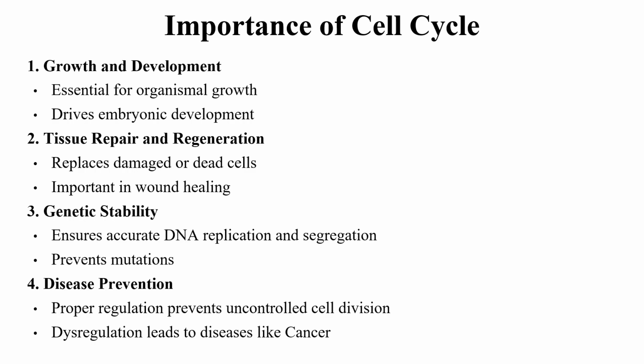So what is the importance of the cell cycle? The cell cycle is important for several reasons. First, growth and development. A single fertilized egg develops into a complete organism through repeated cell division. So it is essential for organism growth and to drive embryonic development.